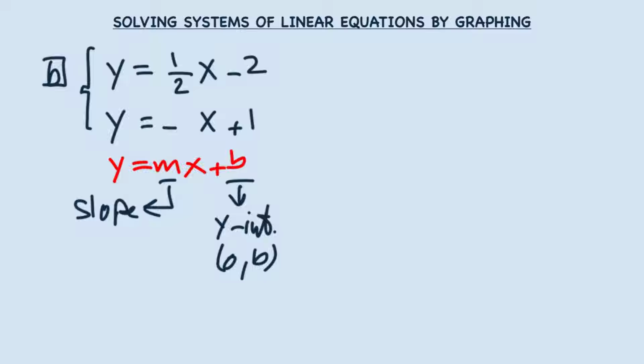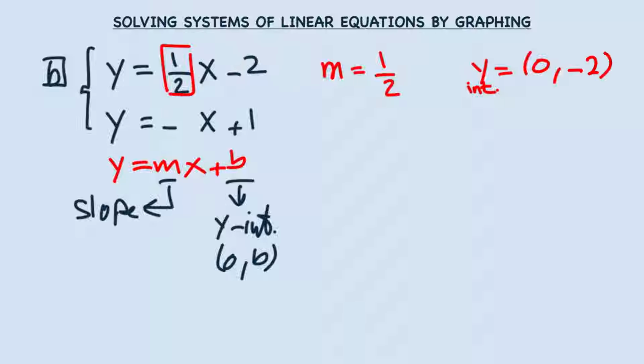So the easiest way, guys, to plot this type of equation is to identify these values and plot them on the coordinate system. If we compare this equation with the standard form, we will notice that the value 1 over 2 represents m, which is the slope, which equals 1 over 2. And to find the y-intercept, we have to put 0 and the value of b. According to the rule, we put the value of b, which is minus 2. So it will be (0, -2).